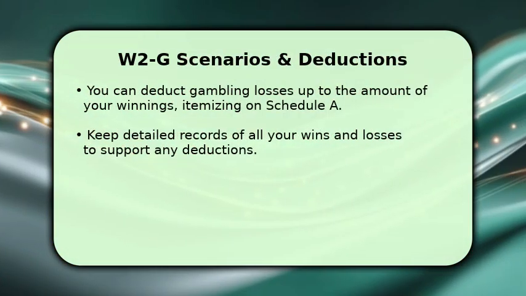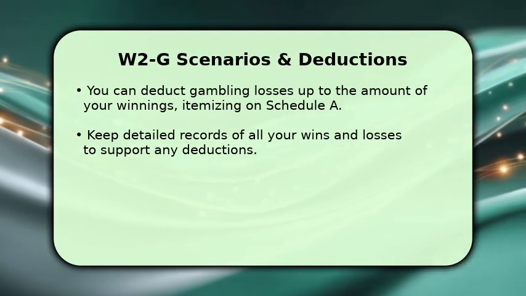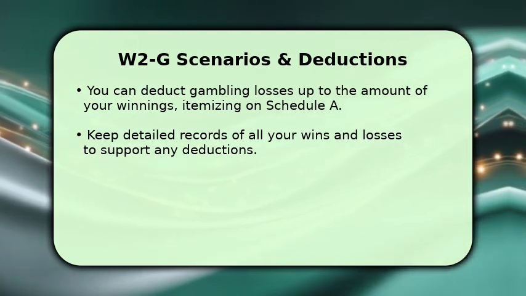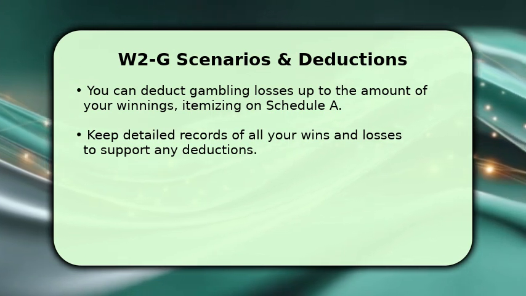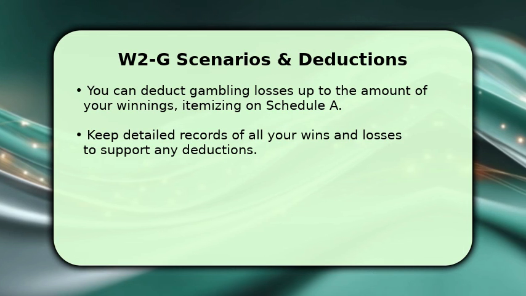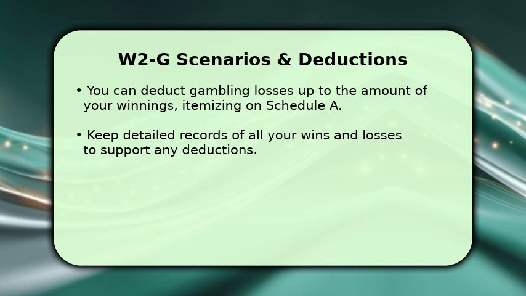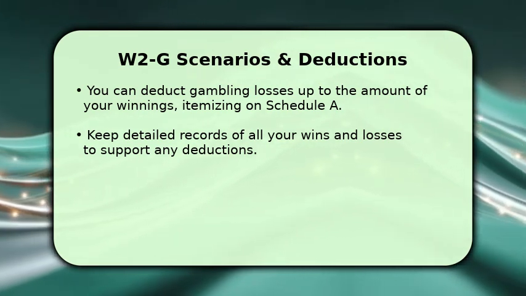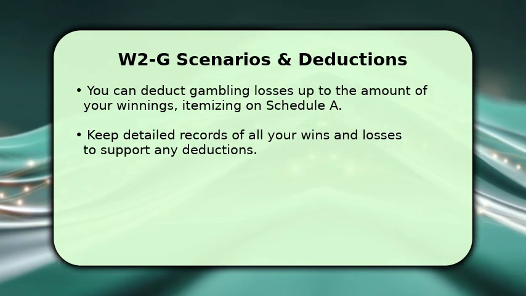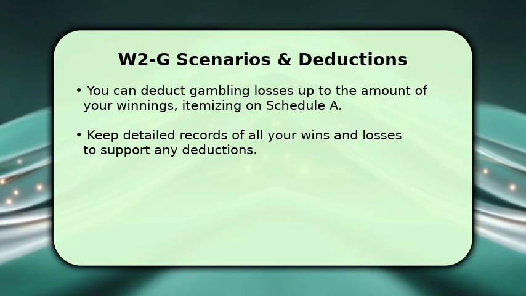Many people wonder about deducting gambling losses. You can deduct losses, but only up to the amount of your winnings, and you must itemize deductions on Schedule A. This means if you won $5,000 but lost $7,000, you can only deduct $5,000 in losses. It's absolutely essential to maintain meticulous records of all your gambling activities to substantiate any claimed losses.